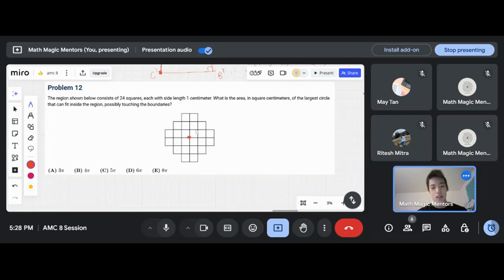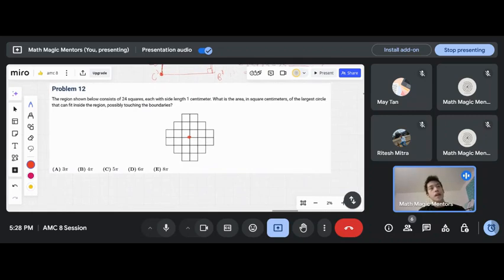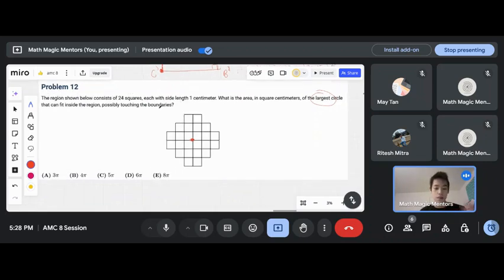I think this is a really good exercise to be careful, because often what they like to do is make you find a possibility that is not the largest or the smallest. Because when it says largest, you have to be absolutely sure that it's the largest possibility of a circle fitting in this region. And so, how do we get started here?